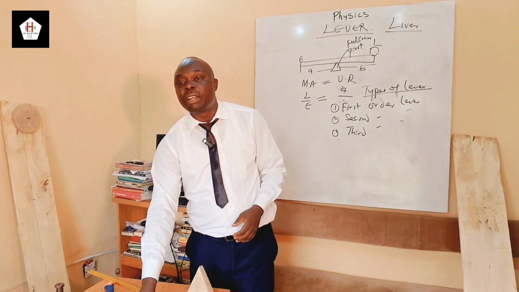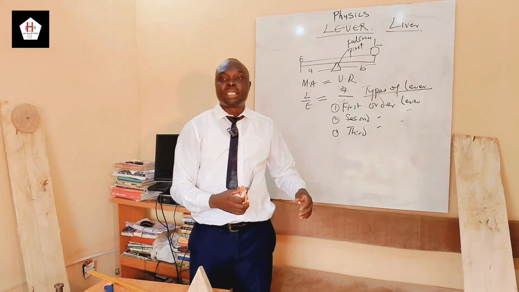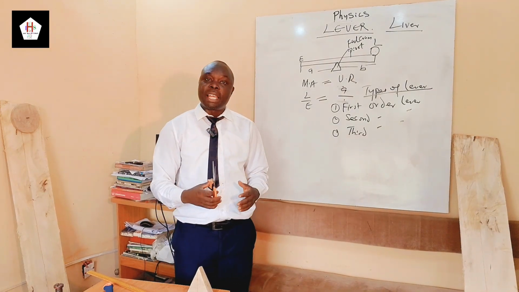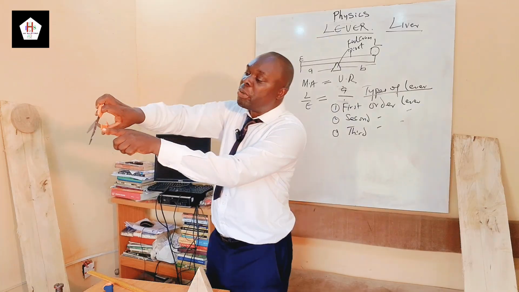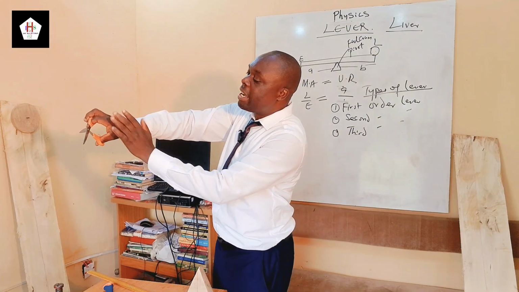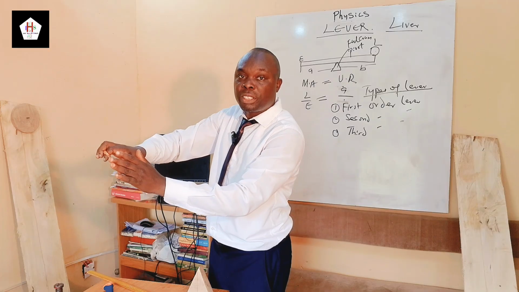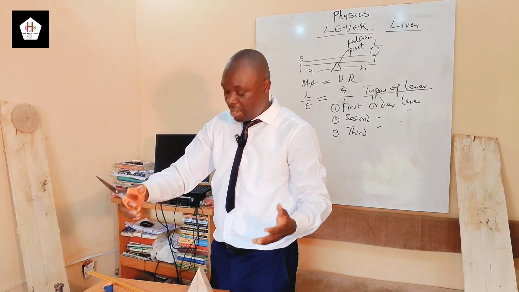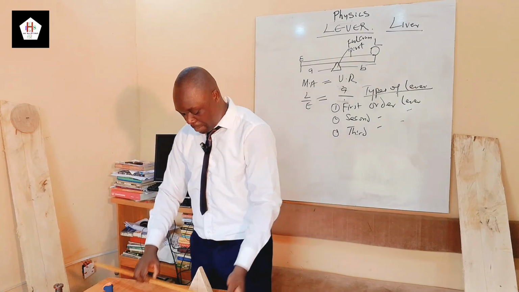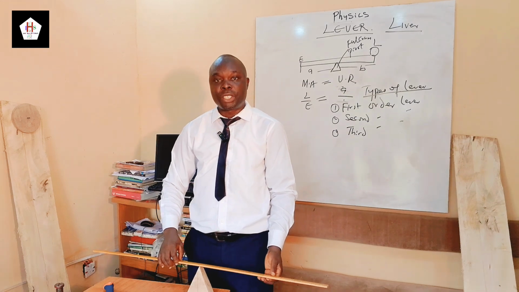What is first order lever? First order lever is the order of lever whereby the fulcrum is between the effort and the load. We see it in scissors, we see it in pliers, we also see it in the principle of moments.